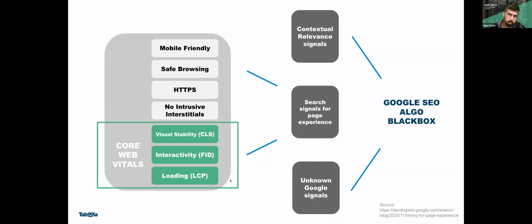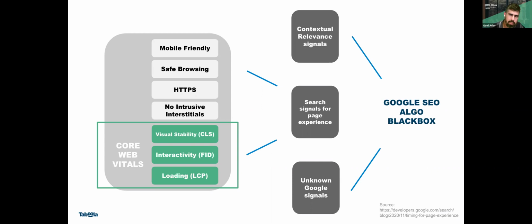And if we try to imagine what the Google SEO algorithm black box is, you can see in the upper part the contextual relevant signals. Those signals will remain the strongest ones, making sure that the content is relevant to the search keyword that the user is looking for.